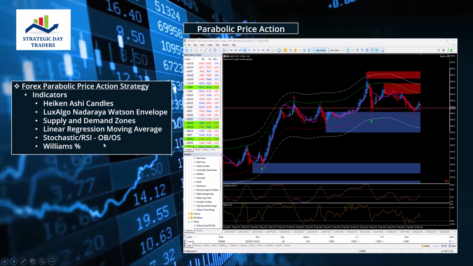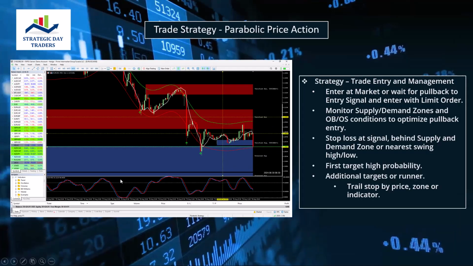I use stochastic RSI for overbought and oversold conditions, and I also use Williams percent to decide whether or not we're in a strong continuation. I do not use it for overbought and oversold. I'm looking for these nice areas to stay in my trades, and once we start to pierce and come down, then I know that we're moving out of this nice trending move.